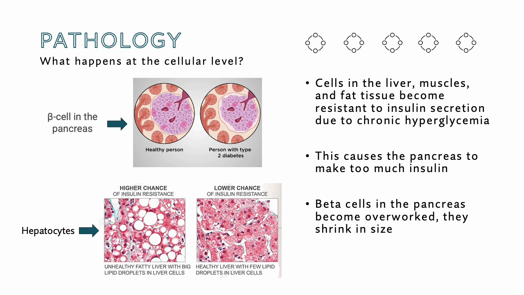To try and keep up, the pancreas starts pumping out more and more insulin, but eventually the beta cells in the pancreas, the ones that make the insulin, get overworked. They can't keep up with the demand, and they start to shrink and wear out. That's when blood sugar levels start to climb, and managing diabetes becomes much harder.